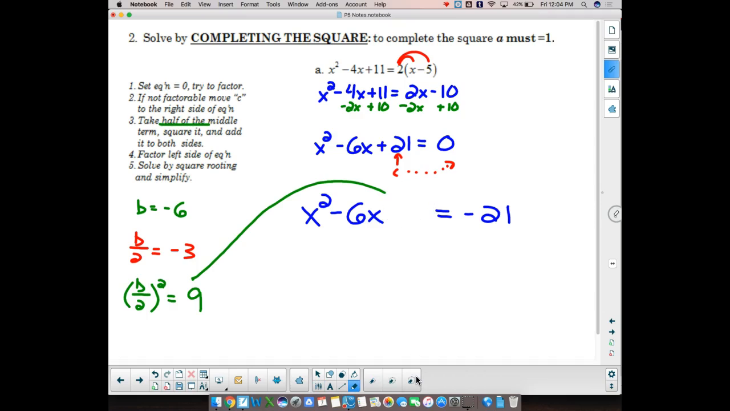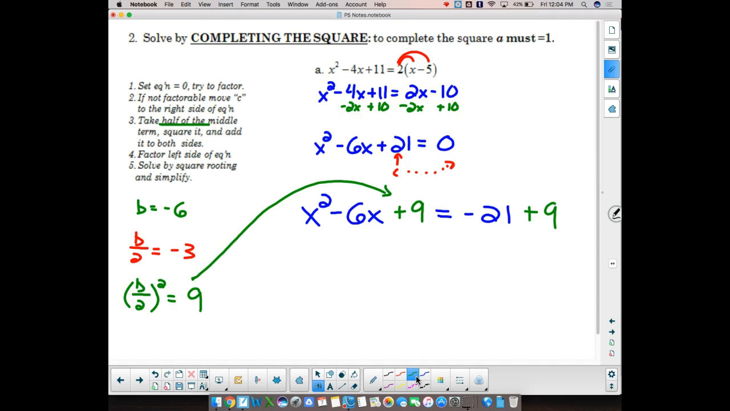So this 9 here is going to fill this gap. I made my arrow just a little too long. It's going to fill that gap. But mathematically speaking, what have I done? I got to do it to the other side, right? Golden rule of algebra tells me that whatever I do to one side, I got to do to the other side. I got to keep my equation in balance. So we got to add it to both sides.